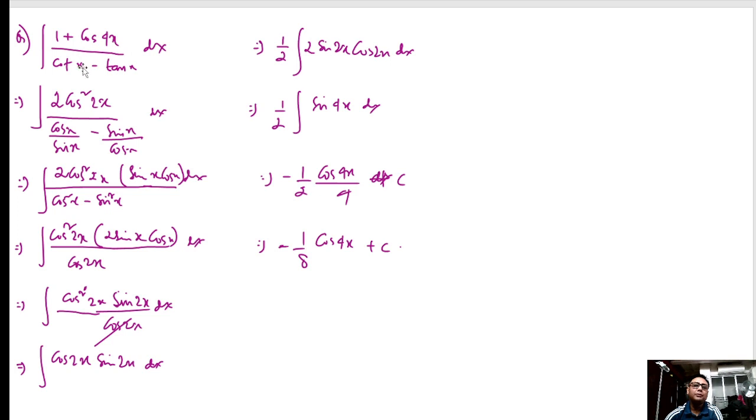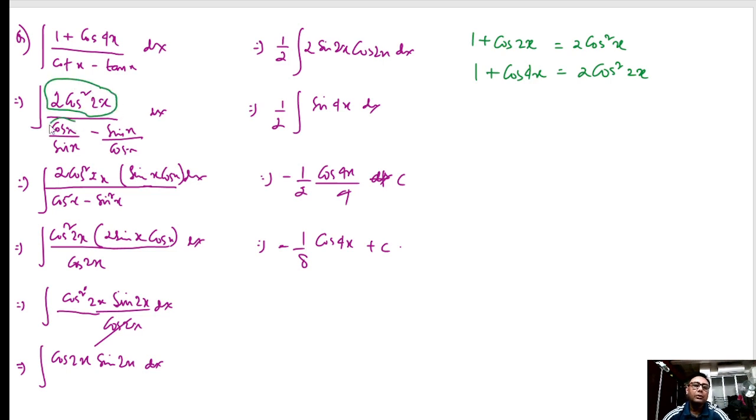Now 1 plus cos 4x by this. So 1 plus cos 2x, please note here, 1 plus cos 2x is what? 2 cos square x. So 1 plus cos 4x should be what? 2 cos square 2x, and this is what we have written here.